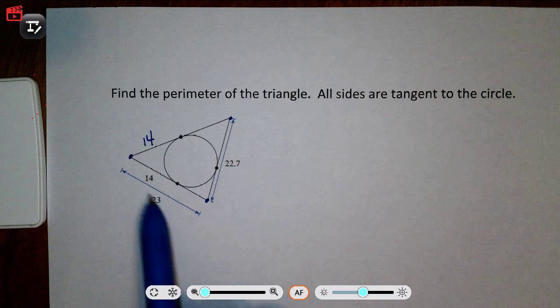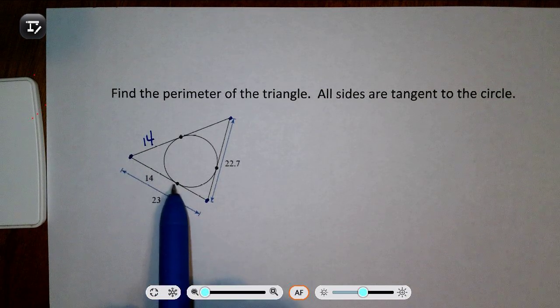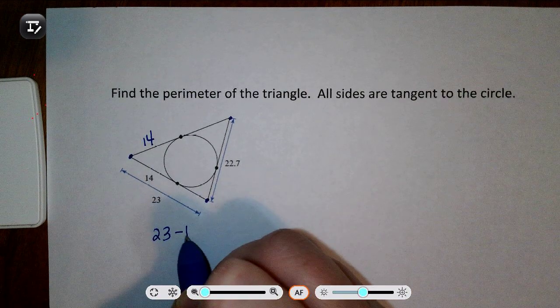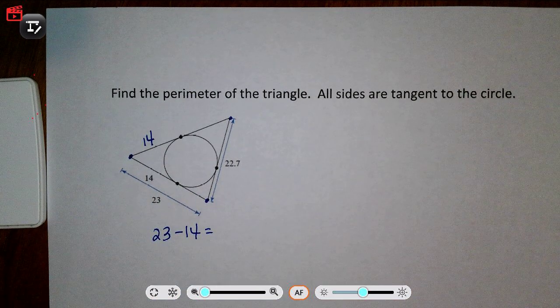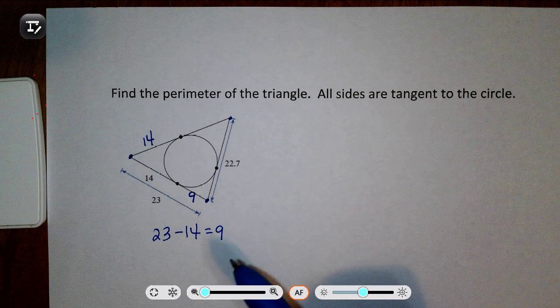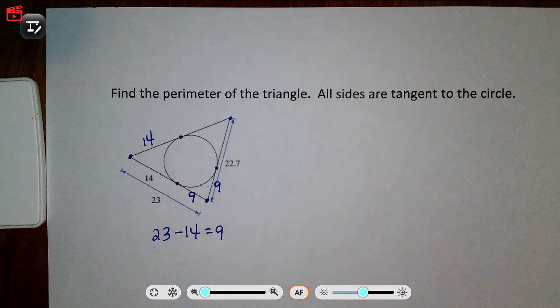Now where do we go from here? Well, I am given a little clue that the whole thing is 23. If this section is 14, I can get this piece by taking 23 minus 14. And when I take 23 and I subtract 14, I'm going to get a value of 9. So that means that this piece is 9. Now again, because I've got one point and I'm going to hit two different points of tangency, these two are congruent. So this little piece here is 9.